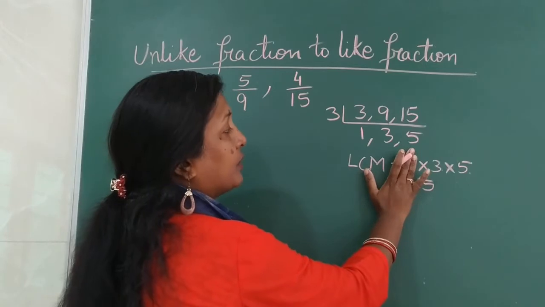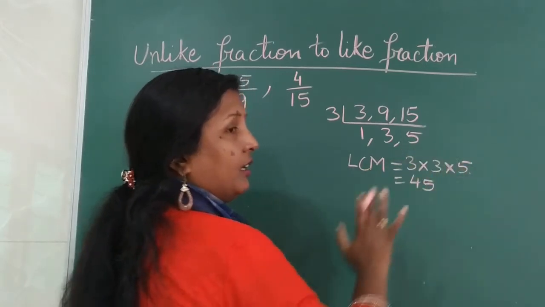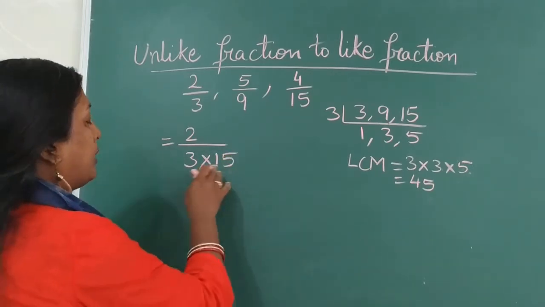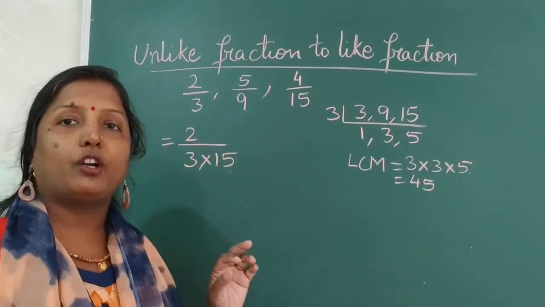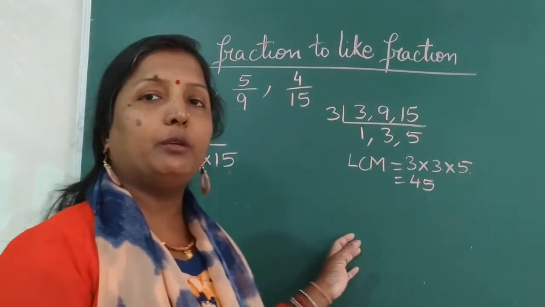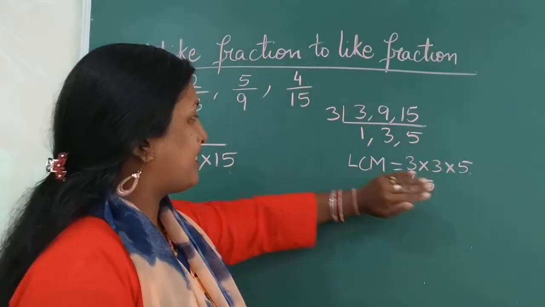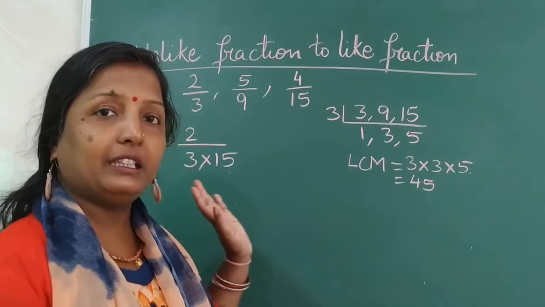So you simply remove this 3. What is left? 3 5s are 15. So the answer becomes 15. That is, when you multiply 15 with 3, you get 45. So you don't have to do any more divisions. From here itself, you can see the number, just exclude the number that is already there.